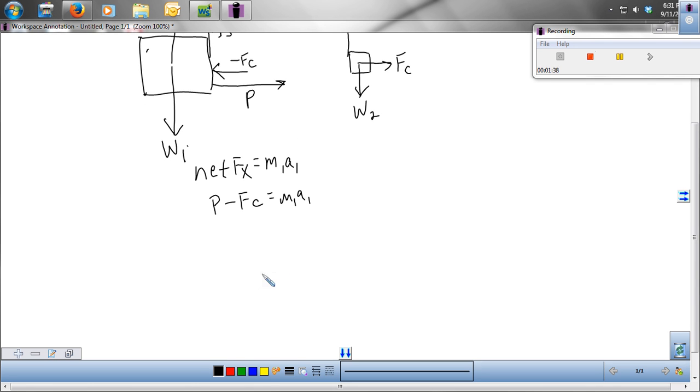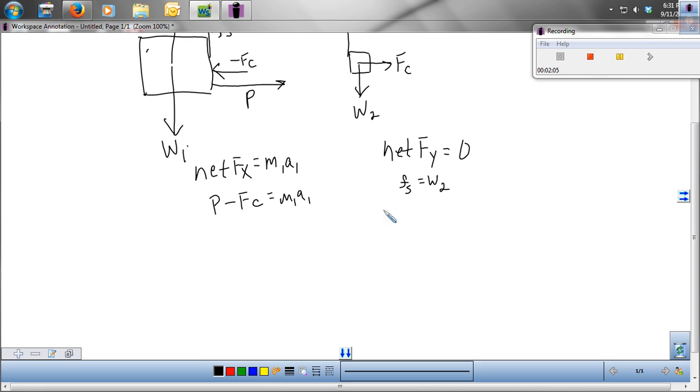And then I have the small cube. So the small cube has the weight. I'm going to look on the y-axis, so net F on the y-axis for this one. And it's going to be equal to 0 because the block is not moving up or down on the y-axis. So I would say that the force of friction has got to be equal to W2.